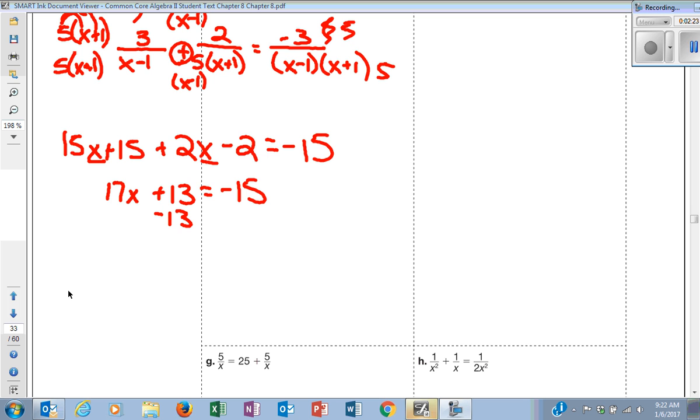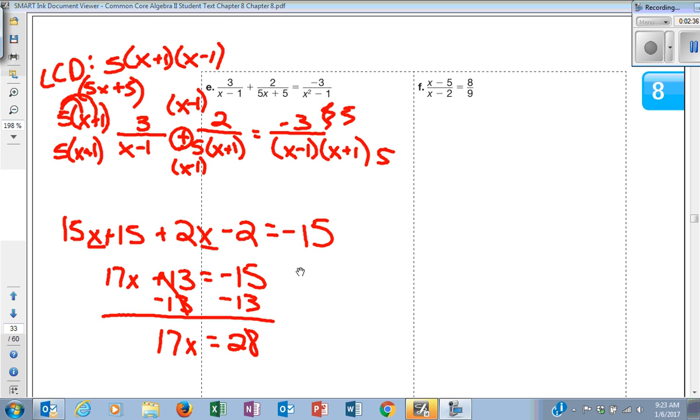Minus 13, minus 13, 17x equals 28. And actually, before I do this, I should have done something. It's my fault. I keep forgetting to talk about the restrictions. We need to talk about restrictions here. X cannot equal, what would be on the denominator? It would either be positive or negative 1. That's the only things that make it 0. So positive and negative 1 are my only restrictions.